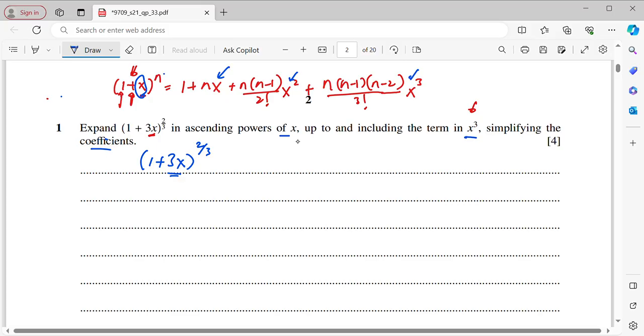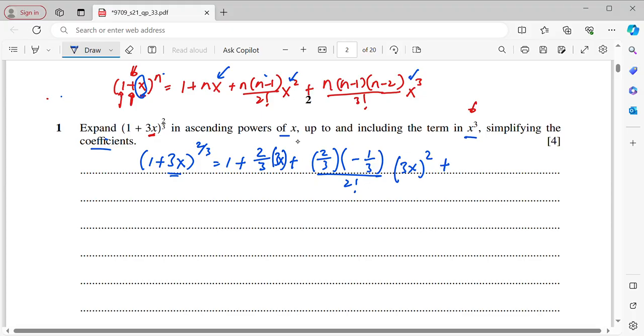Of course your n is 2/3, so it will be 1 + nx, so 2/3 x, then plus n is 2/3, then 2/3 minus 1, which is our n - 1, you will get negative 1/3, over 2 factorial. Now it is (3x) squared, because your x has been changed to 3x, which means my second term should be 3x here.